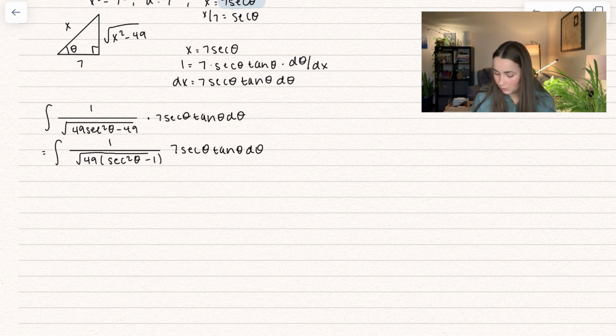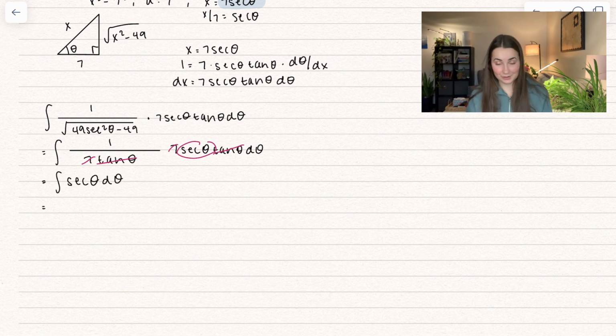So first we're going to notice what secant squared of theta minus 1 is equal to, and using the Pythagorean identity, this is actually equal to tangent squared of theta. And now we can go ahead and take the square root of both of those in the denominator. So that becomes 7, and that becomes tangent of theta. And then notice here what cancels out. That 7 cancels out, so that's super nice, and also our tangent cancels out. So all we're left with is secant of theta.